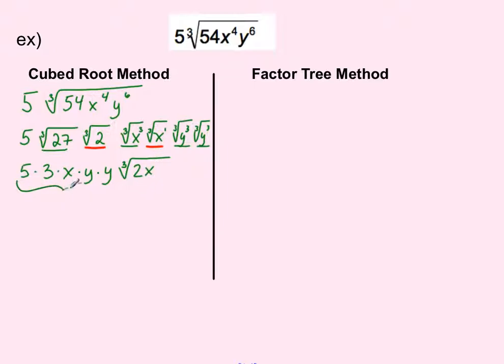Things out in front, multiply back together. This gives me 15xy squared cube root of 2x. That's cube root method.